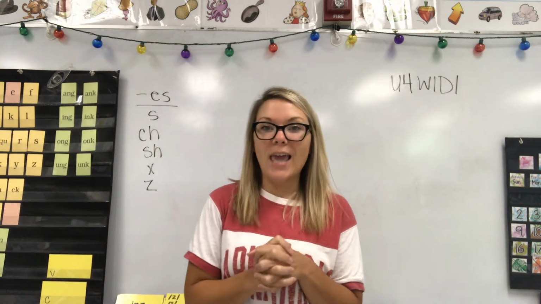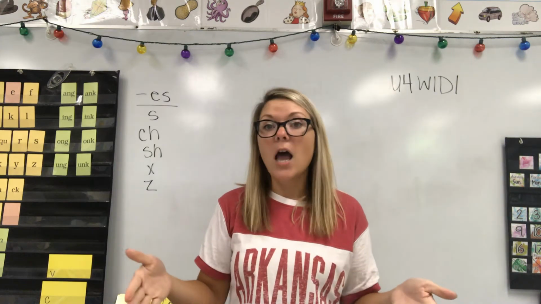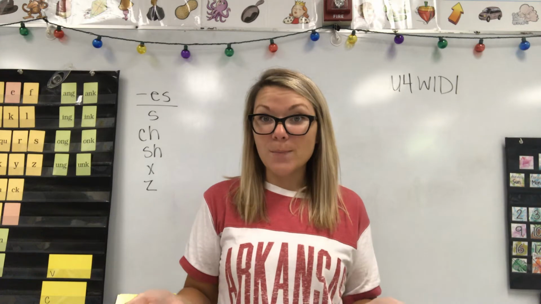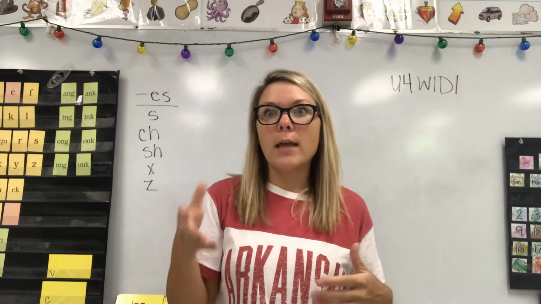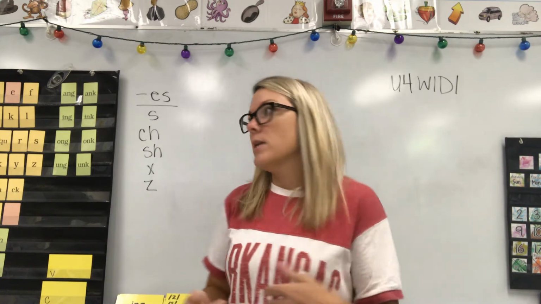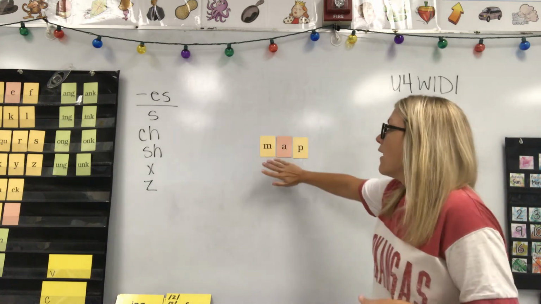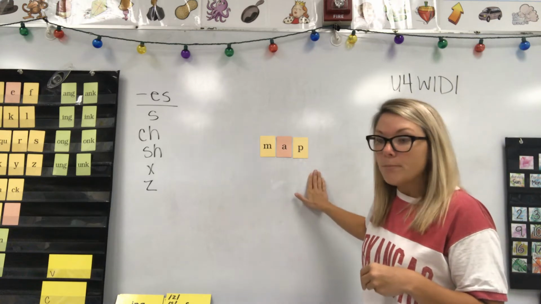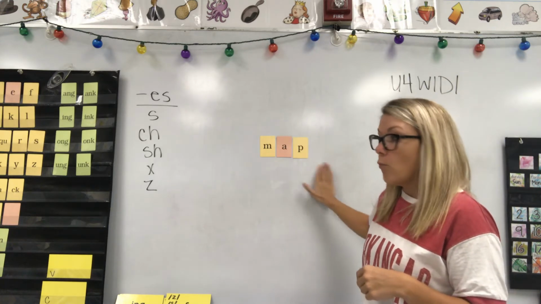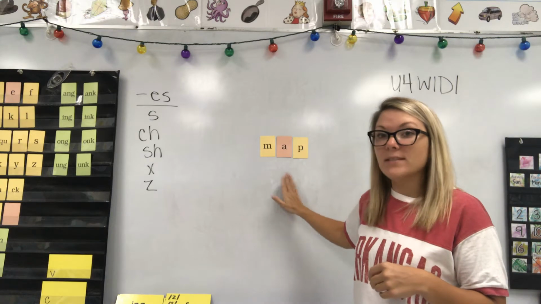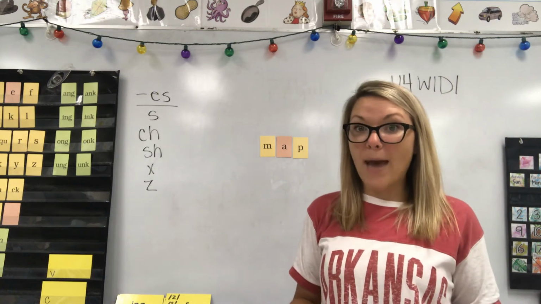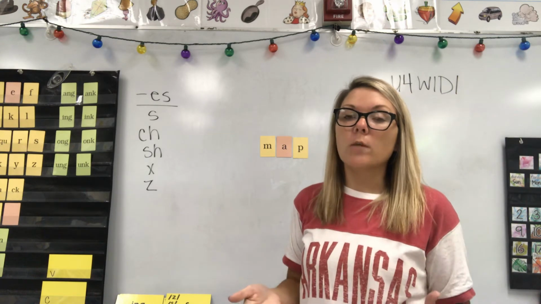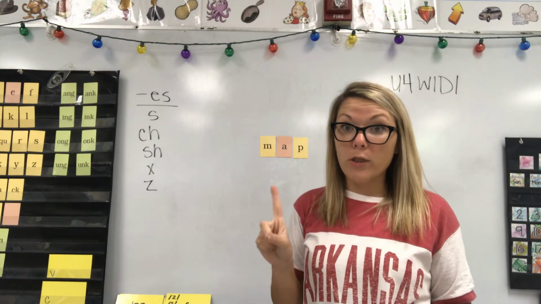Okay, so we are looking at adding suffixes. Guys, there's a lot of suffixes you can add to the end of a word to change its meaning, and they also help you figure out what the word means. So let's look at this word, map. Say this is one map, a map, and say I have more than one map. That means I'm going to add a suffix at the end to make my word plural. Plural means more than one.